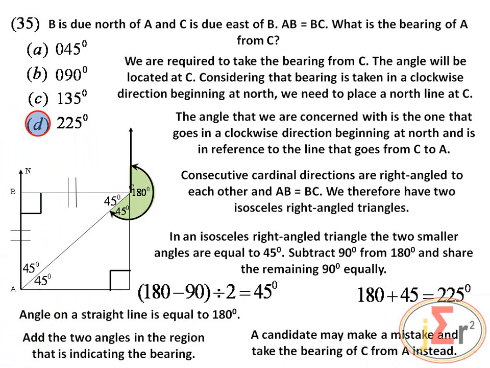A candidate may make a mistake and take the bearing of C from A instead. My students generally make that mistake. They take bearing from the wrong point. So when they say, what is the bearing of A from C? They go straight ahead and find this bearing of C from A. So what is the bearing of A from C? That is what we need. Not the bearing of C from A.